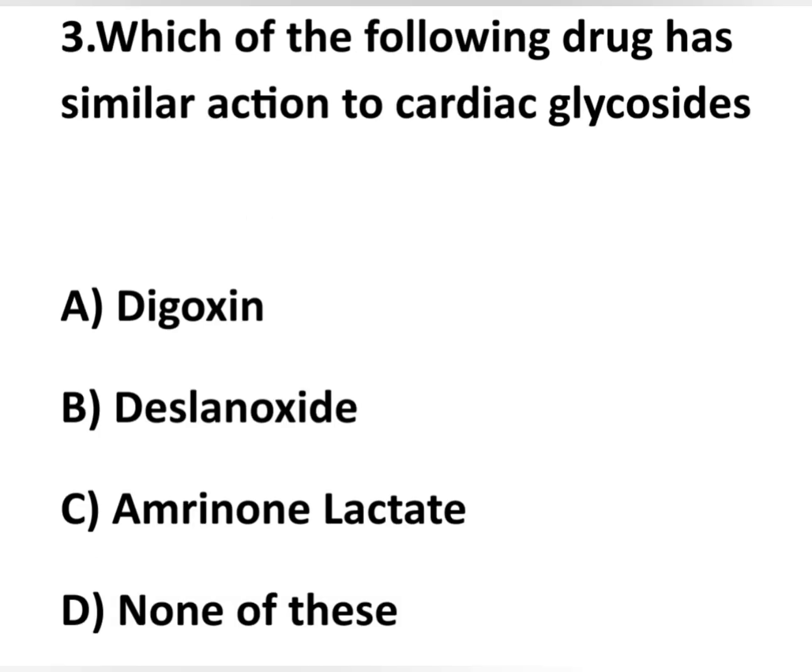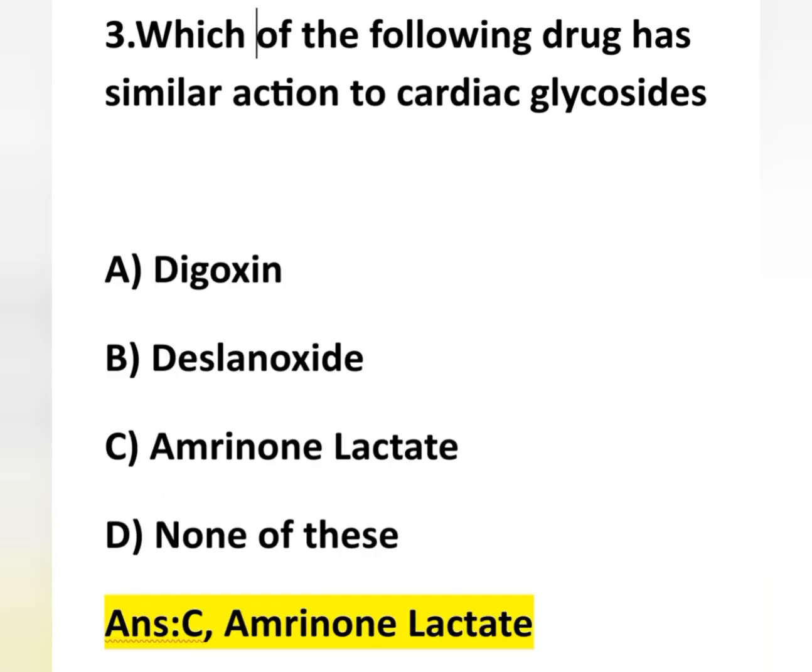Question 3. Which of the following drugs has similar action to cardiac glycosides? Options are option A digoxin, option B deslanoside, option C amrinone lactate, and option D none of this. Here the correct answer is option C amrinone lactate. This has the same action as cardiac glycoside.